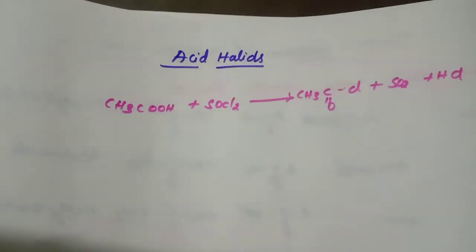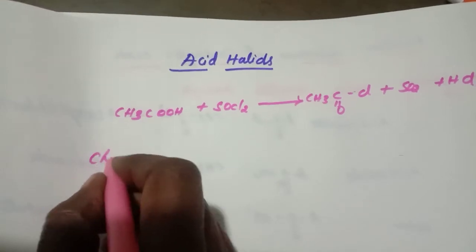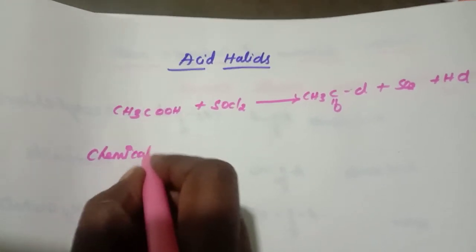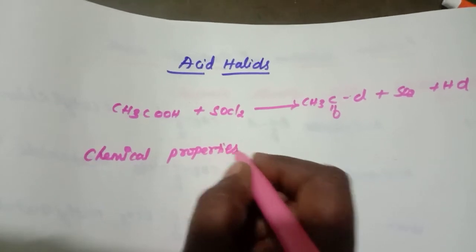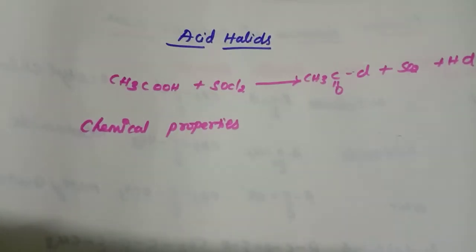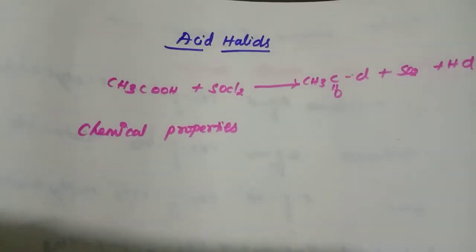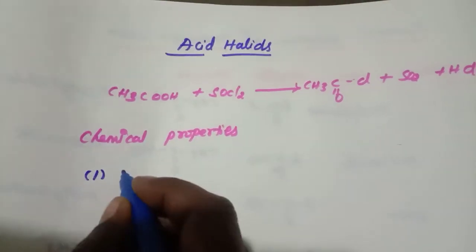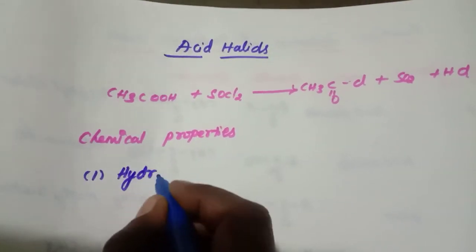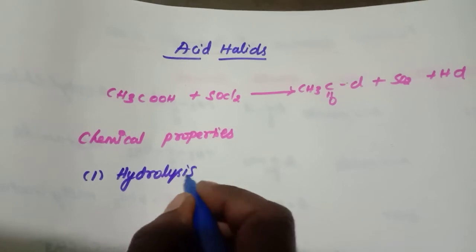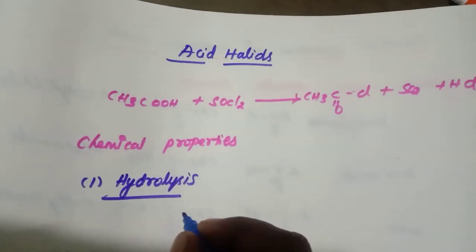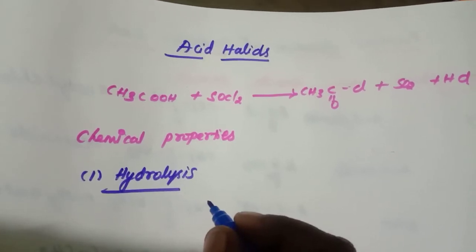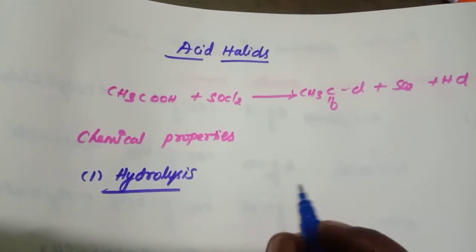Next one is chemical properties. Chemical properties of acid chloride. First one is hydrolysis. Acid chlorides, when they undergo hydrolysis, form the corresponding carboxylic acid.